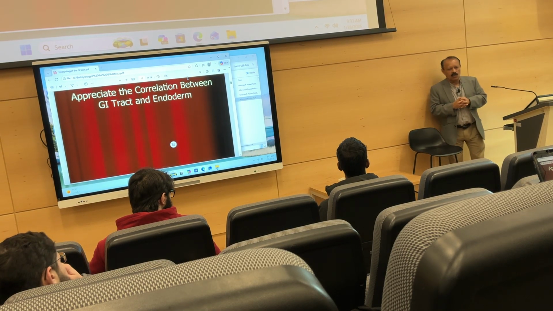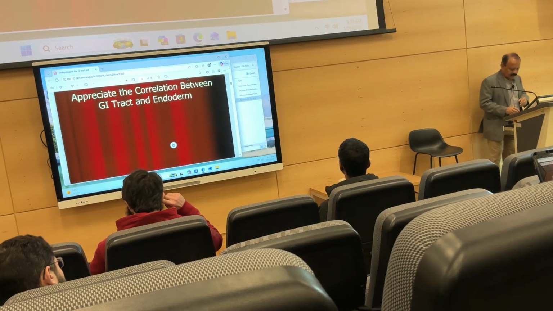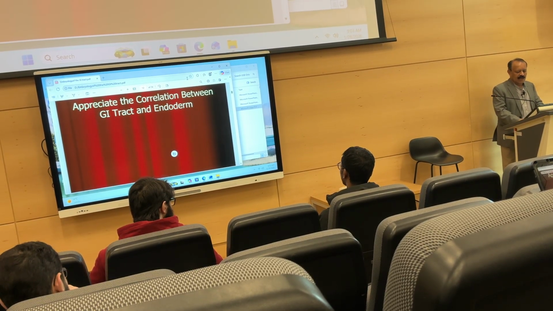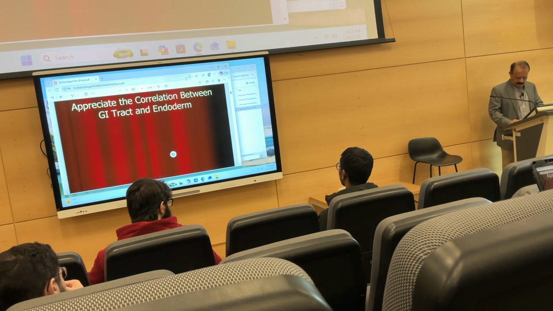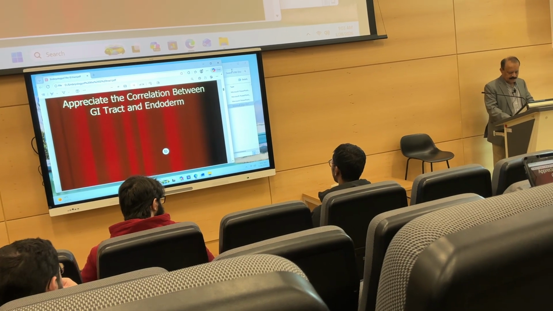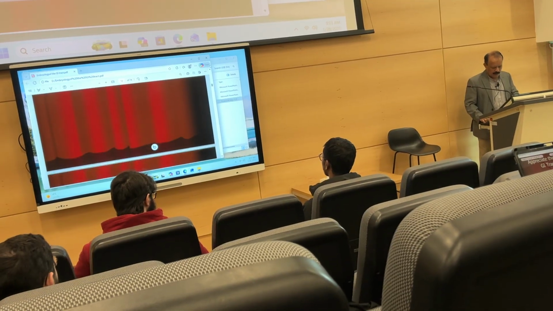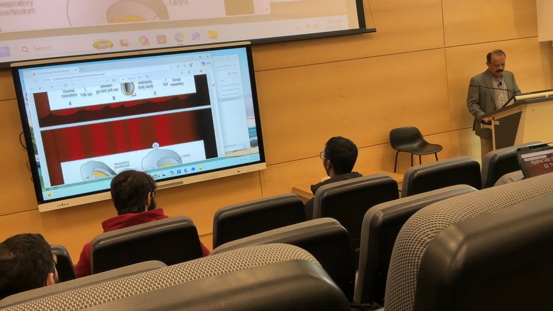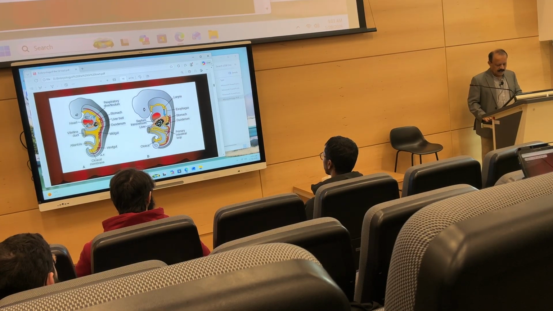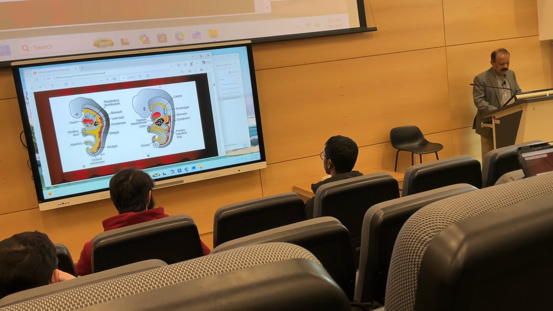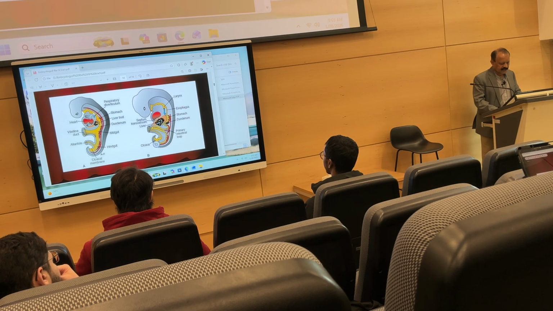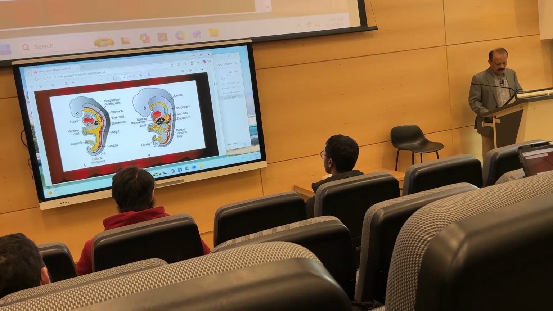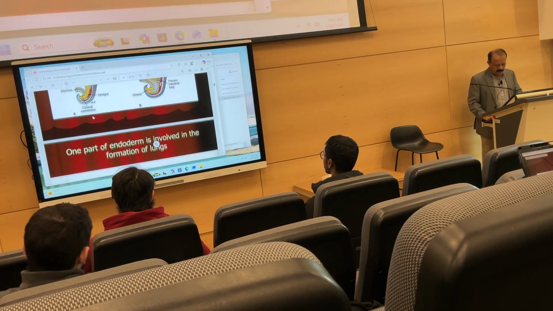So we'll be dealing with that again, just to emphasize that there is a correlation between the GI tract and the endoderm of the respiratory system. So let's do that. I bypass this one, not needed. This is just to show that the GI system has started. The molecular basis is over here. Stomach, esophagus, everything will be forming. But I still go down.